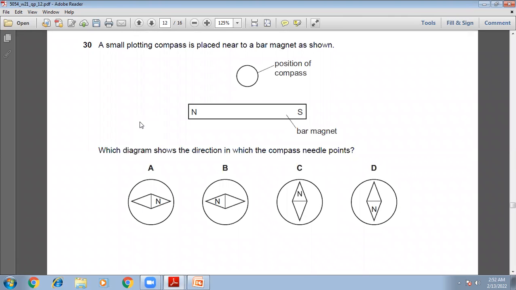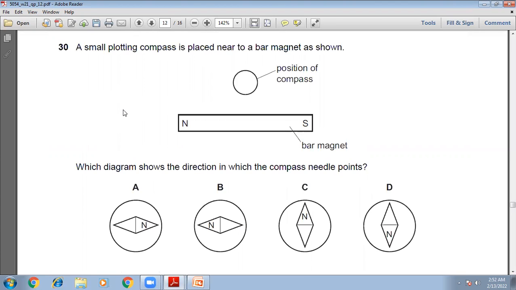A small plotting compass is placed near to a bar magnet as shown. Which diagram shows the direction in which the compass needle points? A compass needle always aligns itself with the magnetic lines in that area. So here the magnetic lines are going from north to south, so the pointer should be pointing towards the south. So I think A is the right choice.